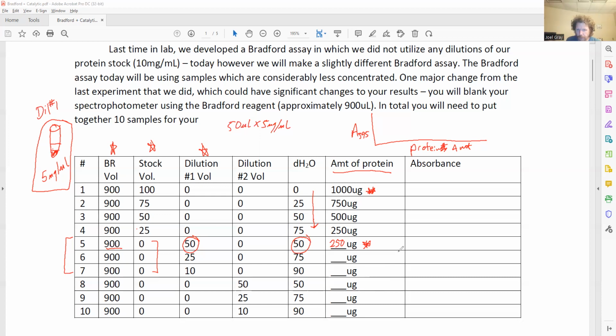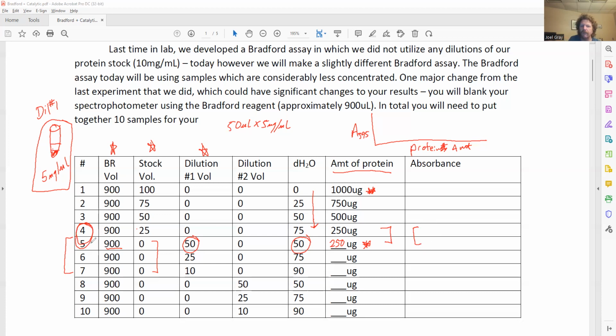So what this will also do is provide us with some more data points that we can use to get a line that maybe captures a wider range of amounts of protein. In addition to that, samples number 4 and 5 should be very similar to one another. They have the same amount of protein, and so their absorbance should be very similar to one another. So this is kind of an internal check.